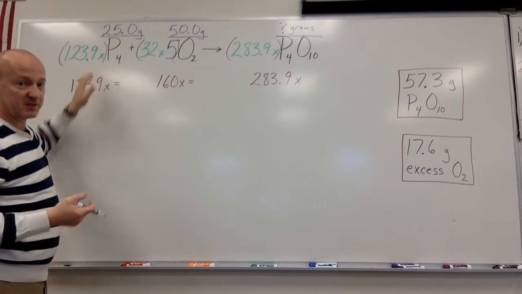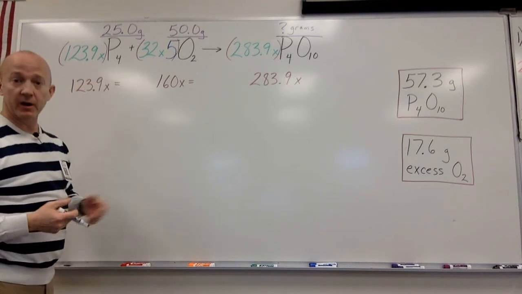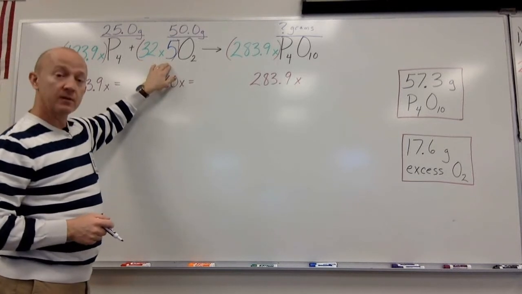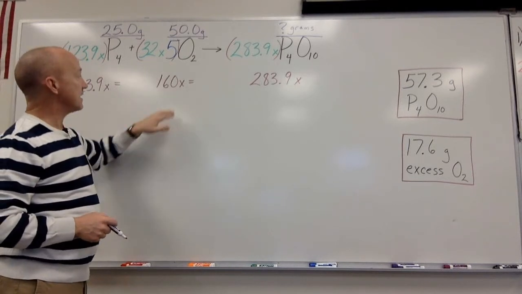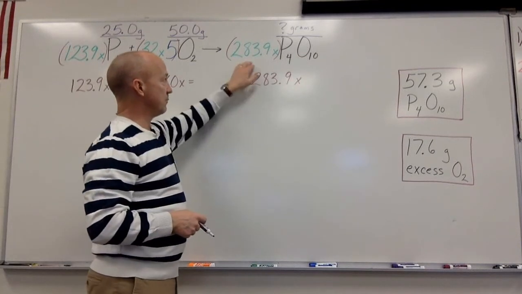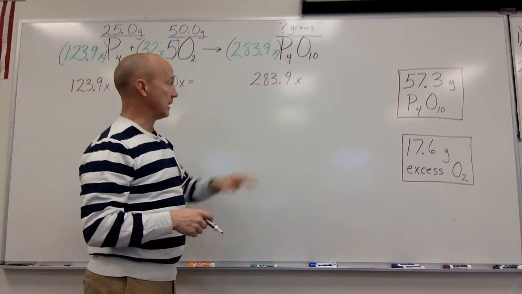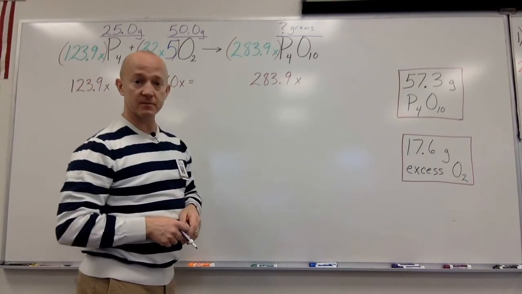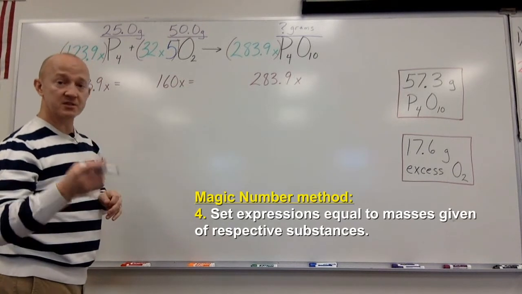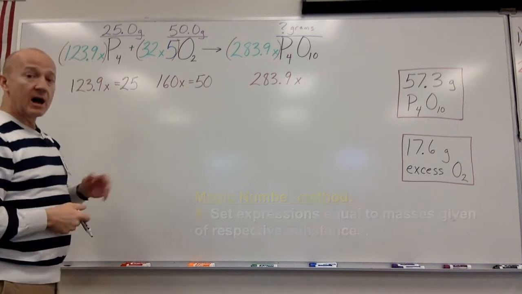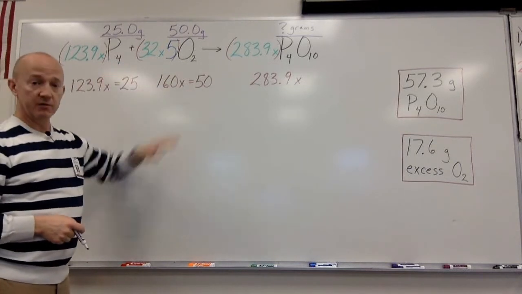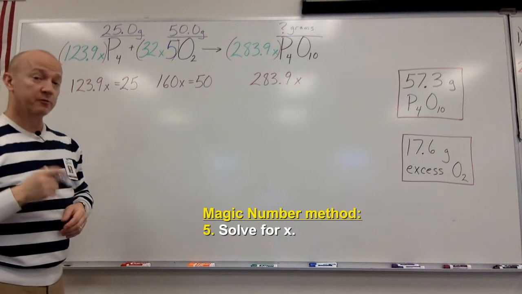123.9 times X gives me 123.9X. 32 times X times 5, yes, I include the coefficient, that gives me 160X. Finally, 283.9 times X gives me 283.9X. Next, I'm going to set each of these expressions equal to the masses I've been given of those substances. I was given 25 grams of P4 and 50 grams of O2. Now I solve for X.